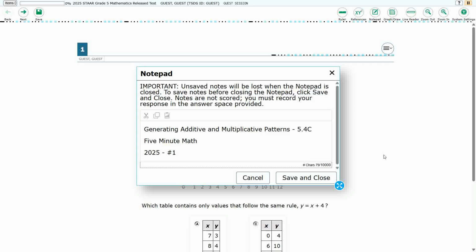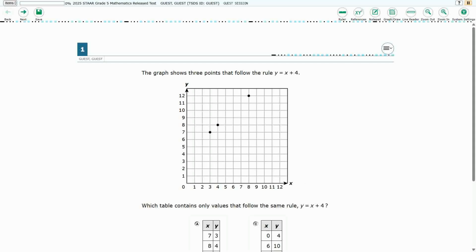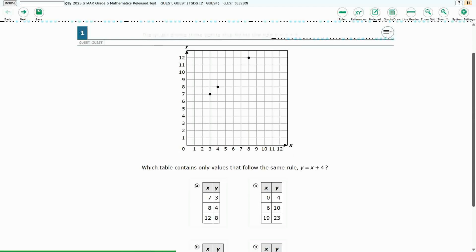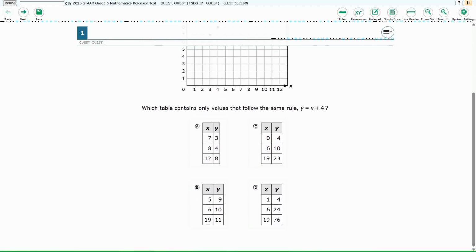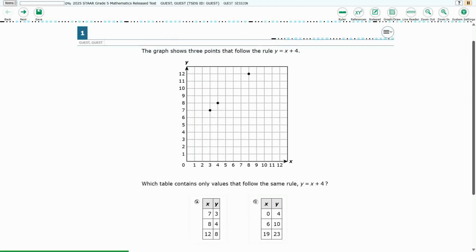Today we are looking at the fifth grade concept of generating additive and multiplicative patterns. This is standard 5.4C in the great state of Texas, and we are using item number 1 of the 2025 released STAAR test. If you haven't done so already, please go ahead and take a moment to pause the video, work this problem out on your own, unpause it, and we will look at our answers together.